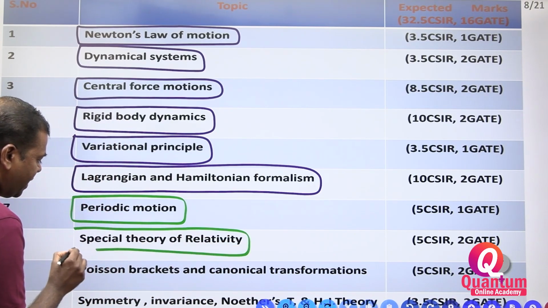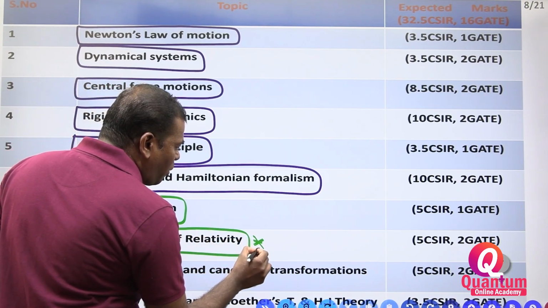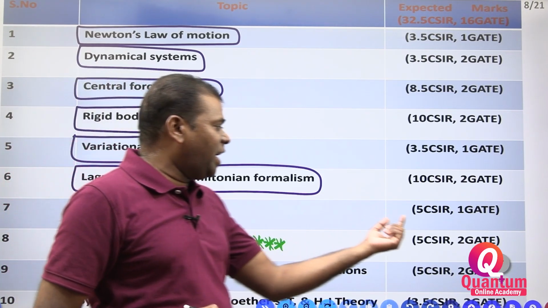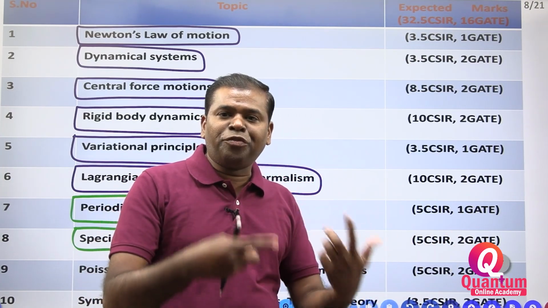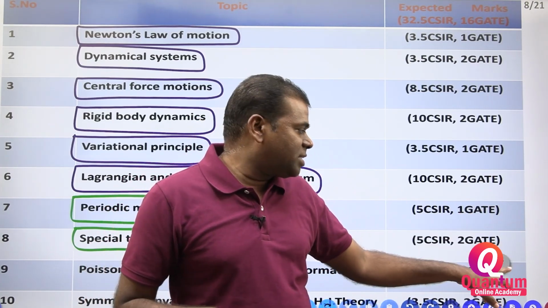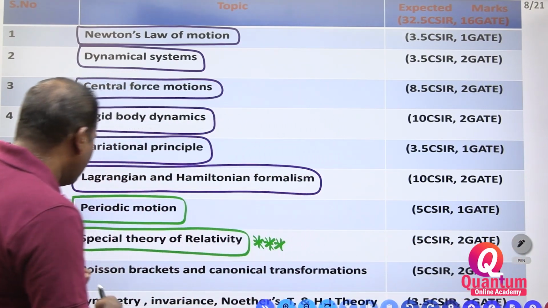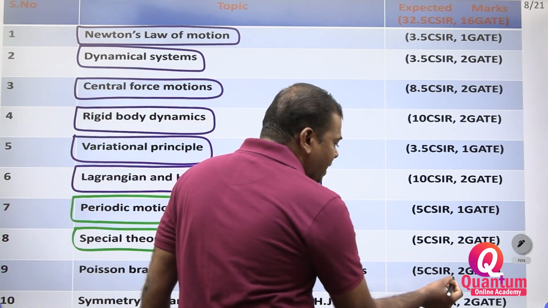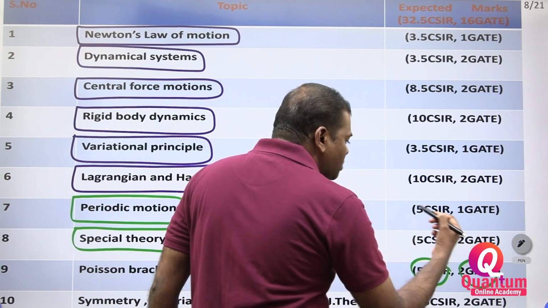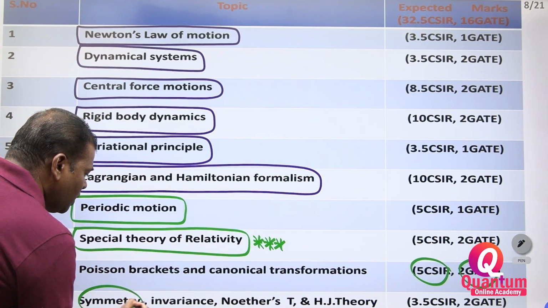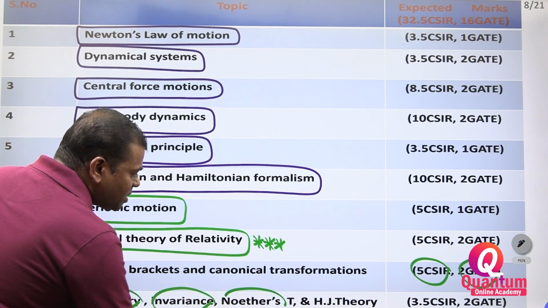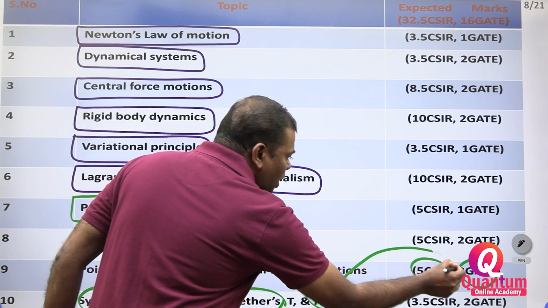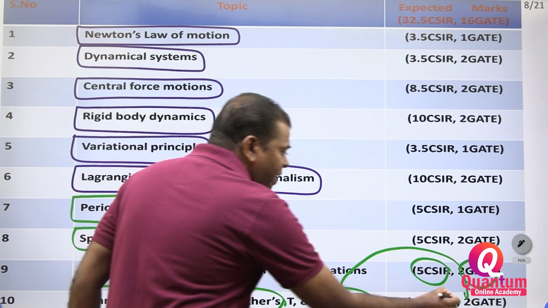Special theory of relativity. It is a very important topic. From special theory of relativity, pakka you will get a 3.5 or 5 marks question, 2 marks in GATE examination. Next, Poisson bracket and canonical transformation. There also you will get the 5 marks question and 2 marks for GATE. Symmetry, invariance, Noether's theorem, Hamilton-Jacobi theory is there. From Hamilton-Jacobi theory, 2 marks for GATE.